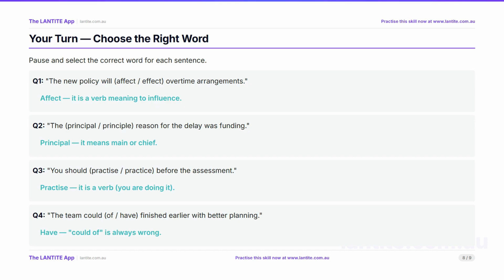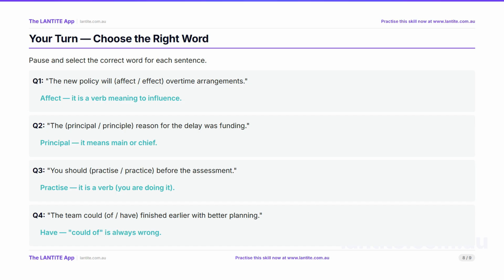Your turn. Pause and choose the right word. Question 1. The new policy will affect or effect overtime arrangements. We need a verb meaning to influence, so it is affect. Remember, affect equals action. Question 2. The principal or principle reason for the delay was funding. We mean the main reason, so it is principal. The principal is your pal, and it also means main or chief.